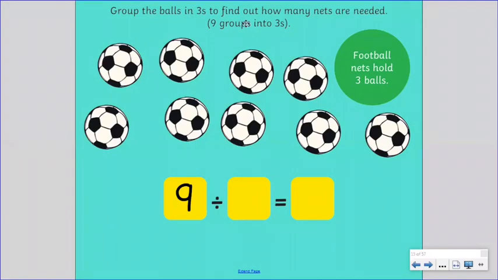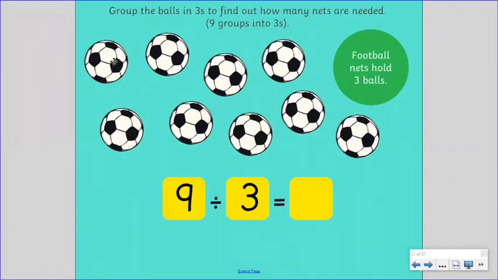Well done. Our second number in our number sentence is the amount of balls we are going to put into each group. And in this case, we are going to group the balls into 3s, okay, because each football net holds 3 balls. Okay, so because we're grouping them into 3s, our second number is 3. So we're doing 9 in total, divided by or grouped into 3s. Okay, 9 divided by 3.